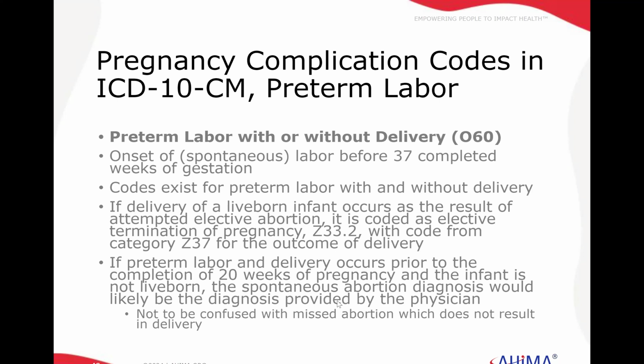And again, another complication, preterm labor, with or without delivery. This falls into O60. So this is any onset of labor before 37 completed weeks. And again, if we have a delivery of a live-born infant, of course, we're going to have the code from the code category Z37 for the outcome.